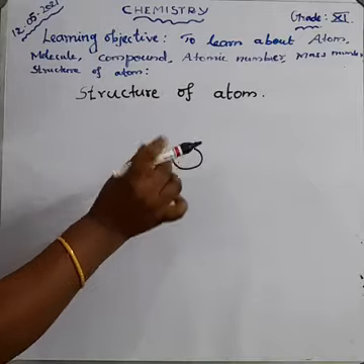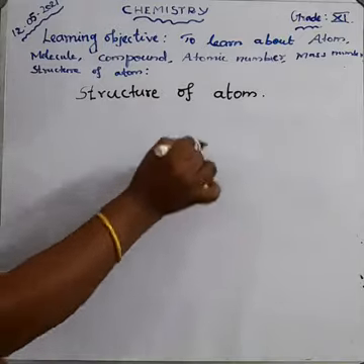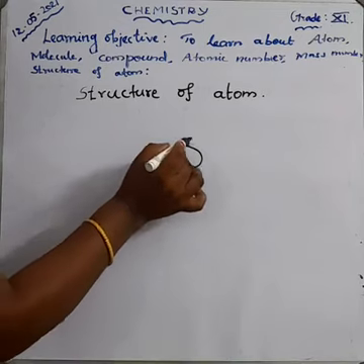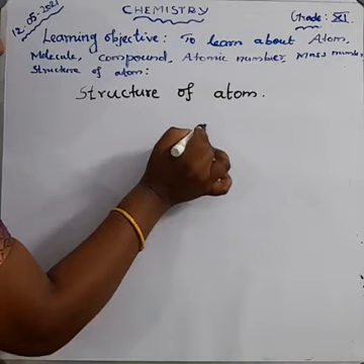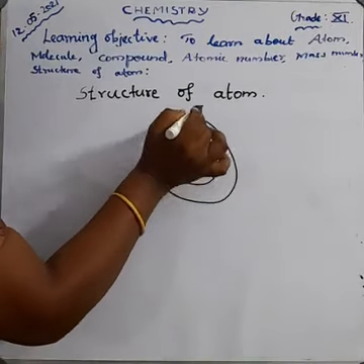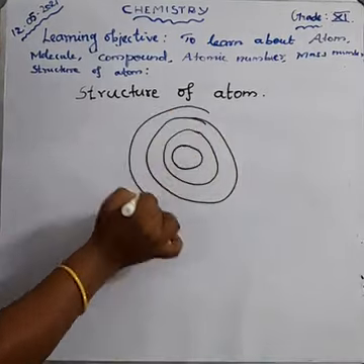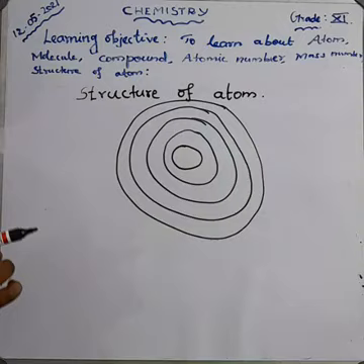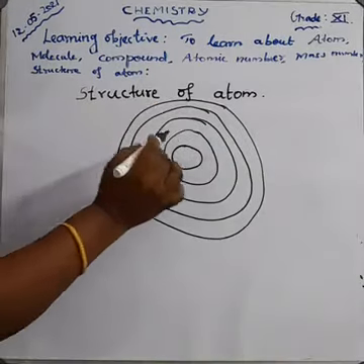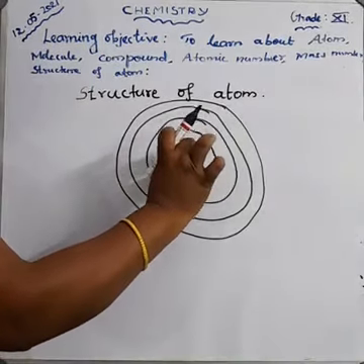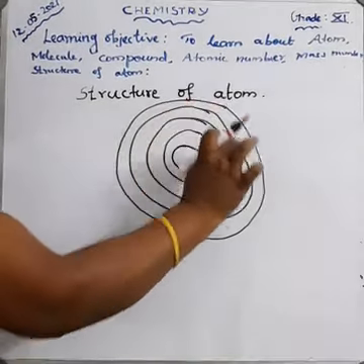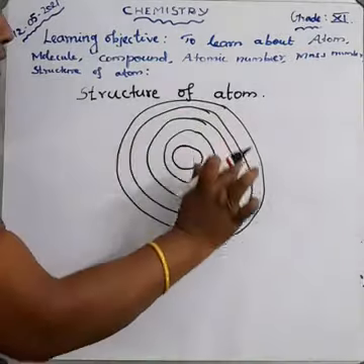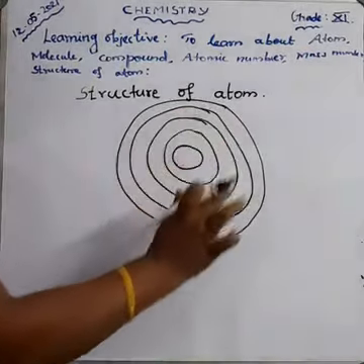The electrons revolving around the nucleus is called the orbit. In an atom, the nucleus is present in the center, and the electrons are revolving around the nucleus. We call this the orbit.